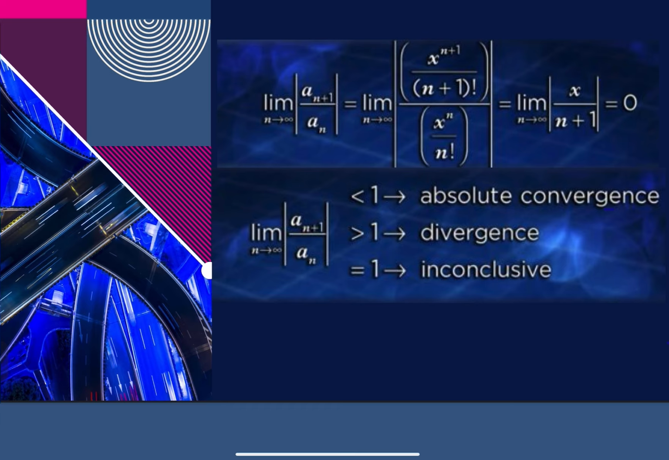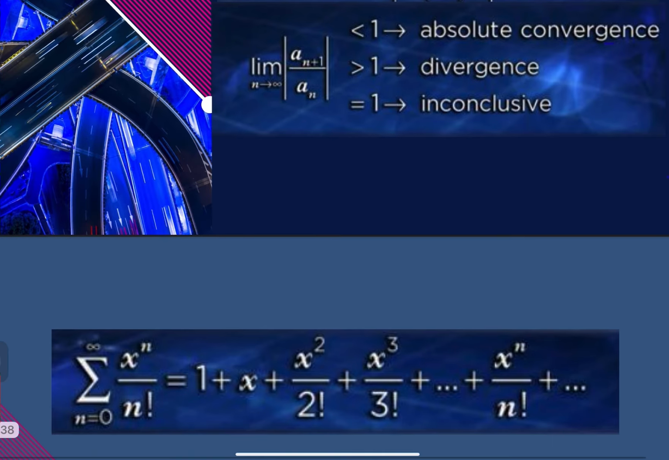Okay, remember how the ratio test goes? You form the limit of successive terms. And if that limit is less than 1, you have convergence. It's in fact absolute convergence. And if it's greater than 1, then you have divergence. And if it's equal to 1, it's inconclusive. That means you have to analyze the series in a different fashion.